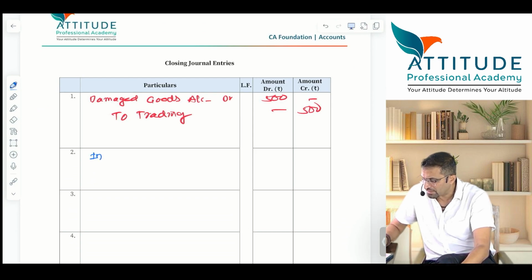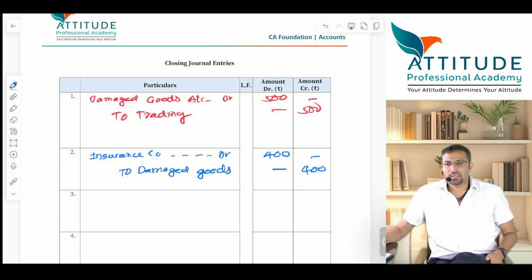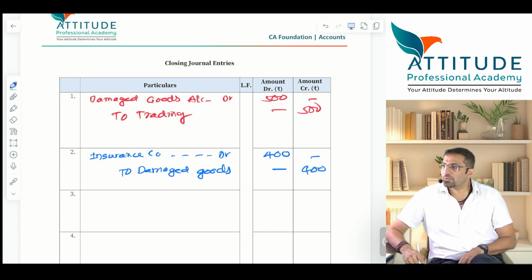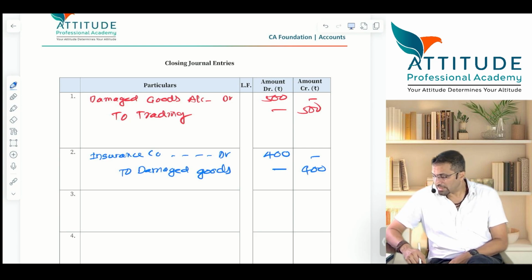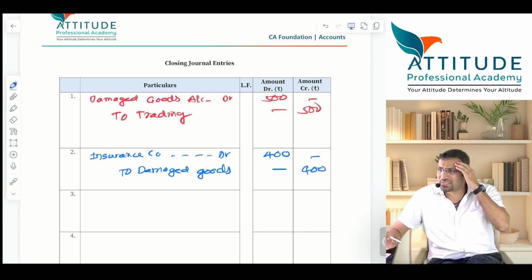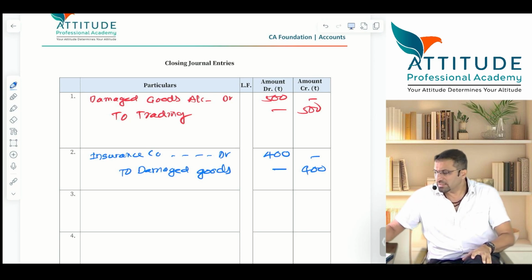So entry: insurance company account debit. They have admitted a claim of how much? 400 to damaged goods. How much? 400. All of you got it? Okay. Now the insurance company is a debtor. If you want to open a ledger account for it, you can, but otherwise you remember you can put it on the asset side of the balance sheet. Is that clear?